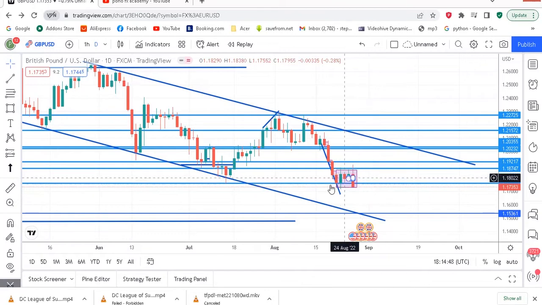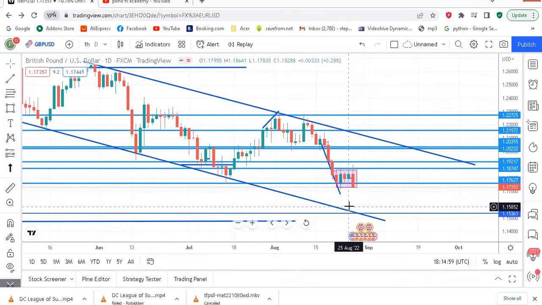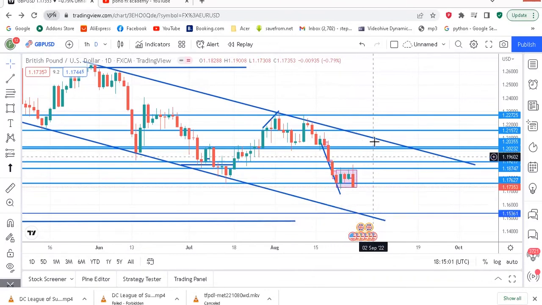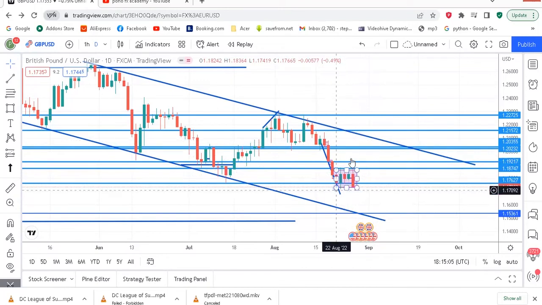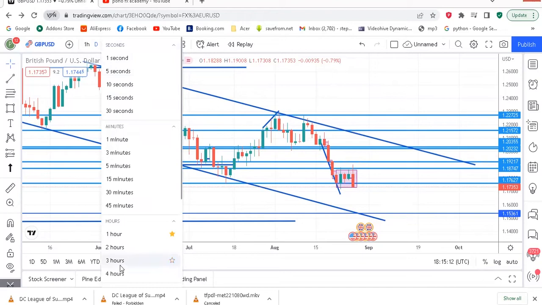So we have this consolidation, and we're seeing that it already broke below here. Our first assumption would be that this probably is going to continue down until this support level here, and then hopefully retest back up. So we're going to wait for our morning session to see how this goes. Let's go to a lower time frame and see where we can potentially look for entries.